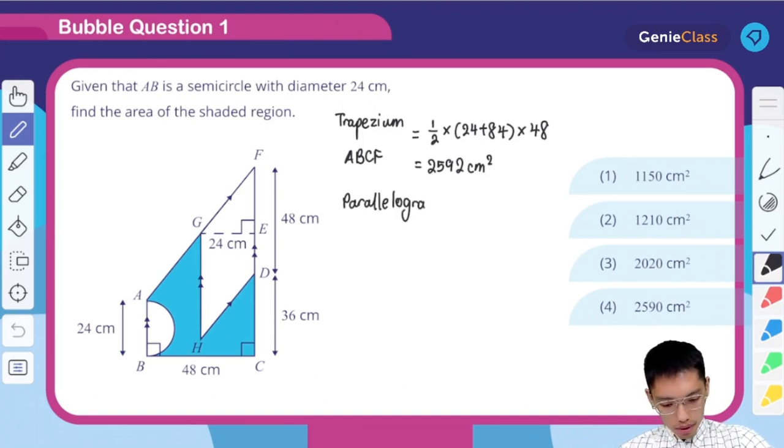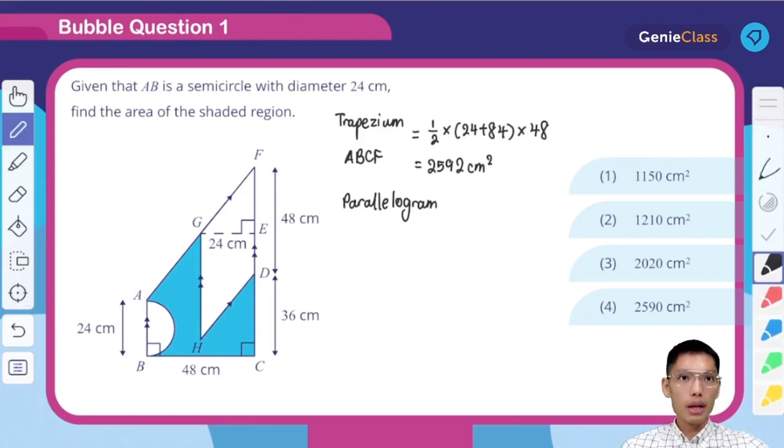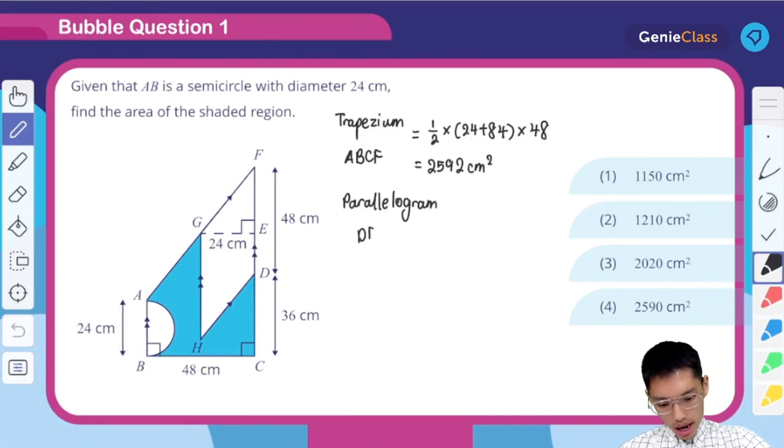Parallelogram, in this case, is identified over here. Some of y'all may say, okay, where is my trapezium? A, B, C, F. Next one, if you realize I just subtract these two things over here. Parallelogram, next one, D, F, G, H. This is equals to, what is my base over here? 48 times 24.